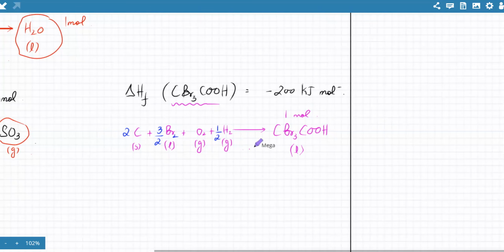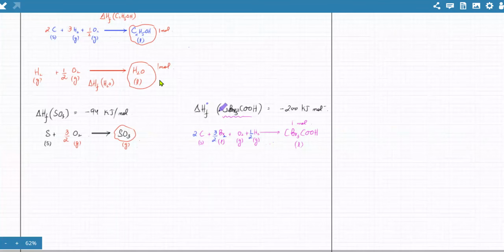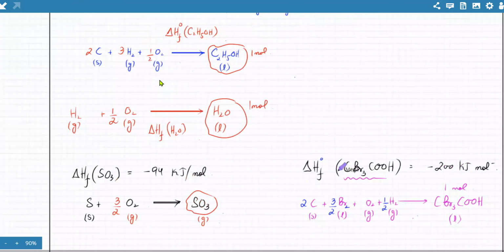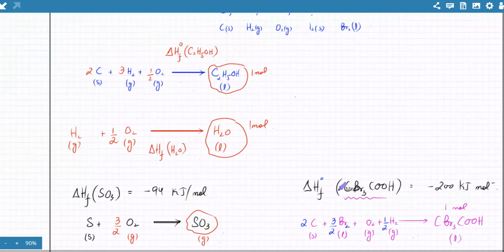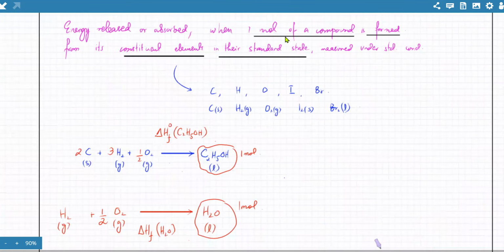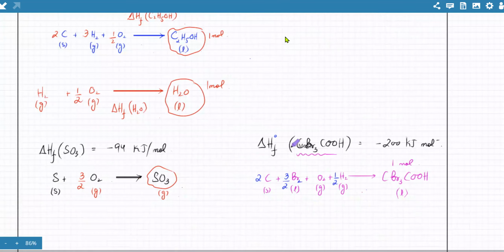So the energy change of this particular reaction, where I make 1 mole of a substance from its constituent elements, that's your enthalpy change of formation. And if it's measured under standard conditions, then if you're doing this at room temperature, there's going to be this knot over here. Is this clear to everyone? Yes.